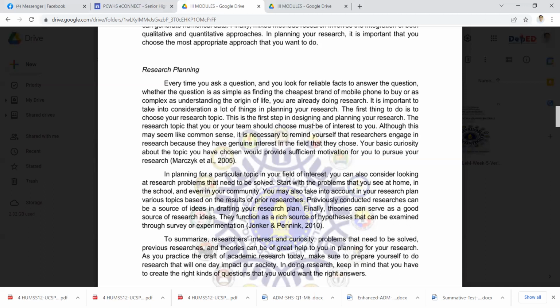Okay? After you have established your research topic, the next step is to establish the research problem. The question is, what is the problem? What is the question that needs to be solved? Start with the problem that you see at home, in the school, and even in the community.